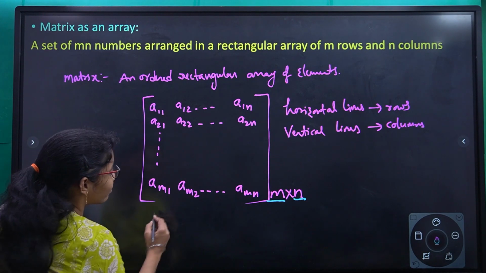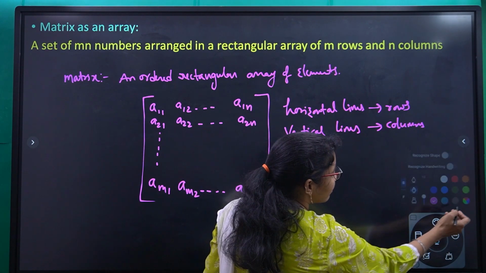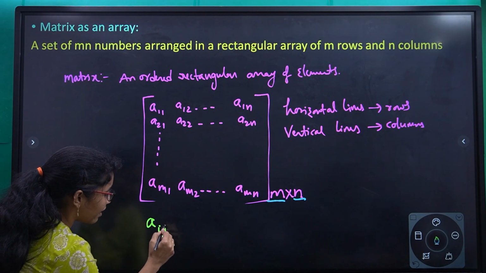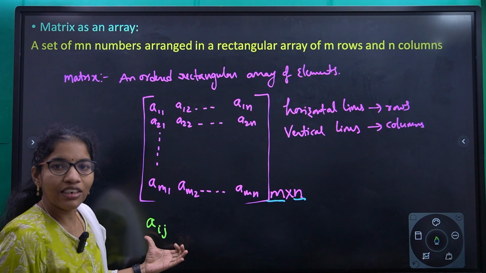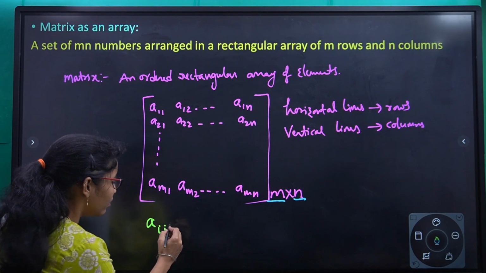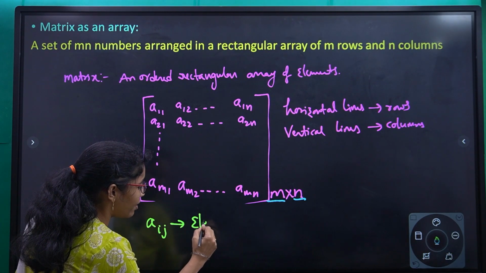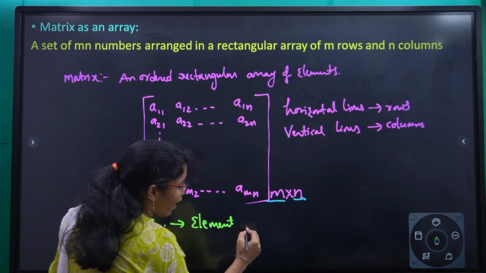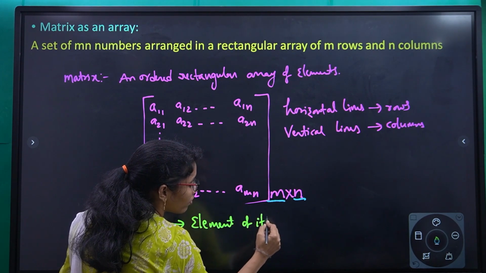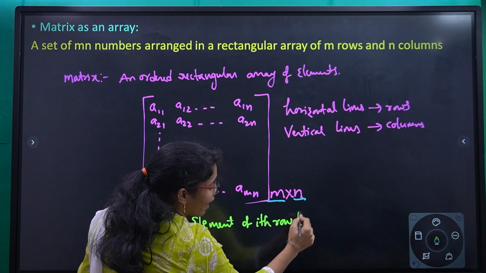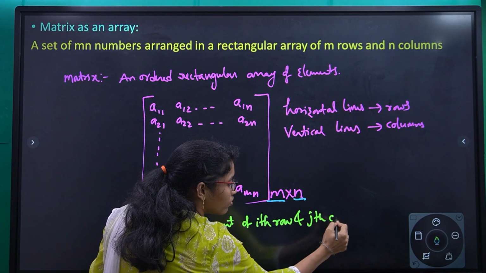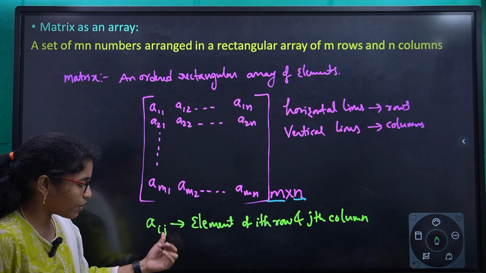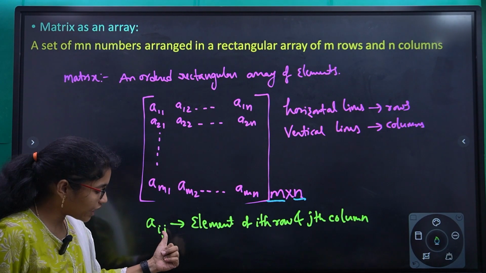So you can take this one as some Aij, right? I am taking this as Aij. This is the representation of an element, okay? So this is the element of the ith row and jth column, right? So here Aij represents the ith row and jth column.